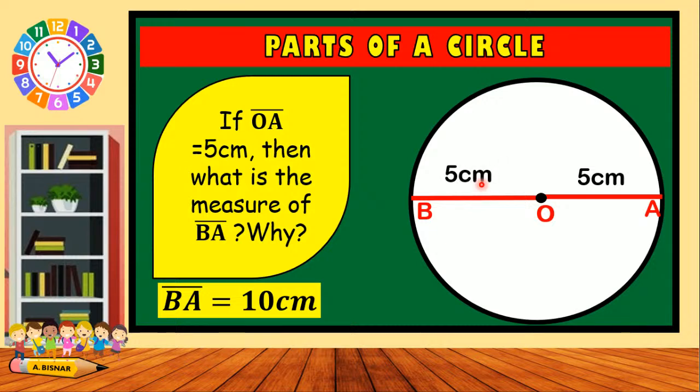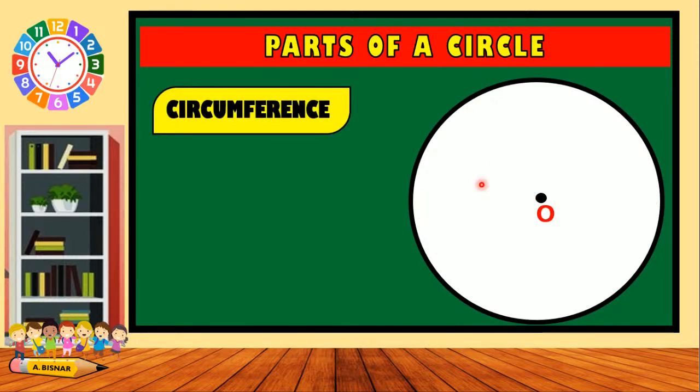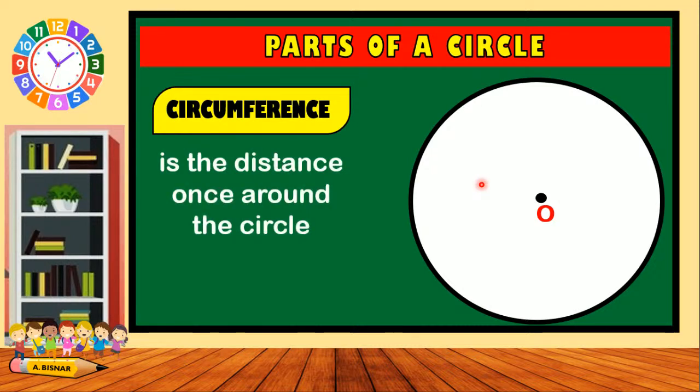Next one. Circumference. Circumference is the distance around the circle. Again, it is the distance around the circle. So, if we are talking about the distance around the circle, then, alin dito yung circumference?